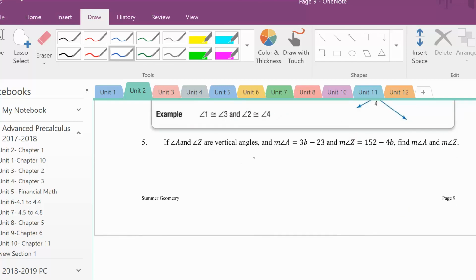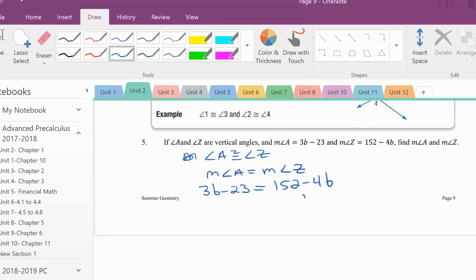So if angle A and angle Z are vertical angles, that means angle A is congruent to angle Z, which means the measure of angle A is equal to the measure of angle Z, which means that 3b minus 23 is equal to 152 minus 4b. So we add the 4b, so we get 7b. We add the 23, which gives us 175, and divide by 7, and you get b equals 25.